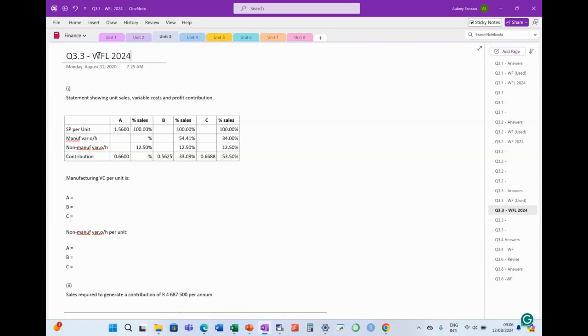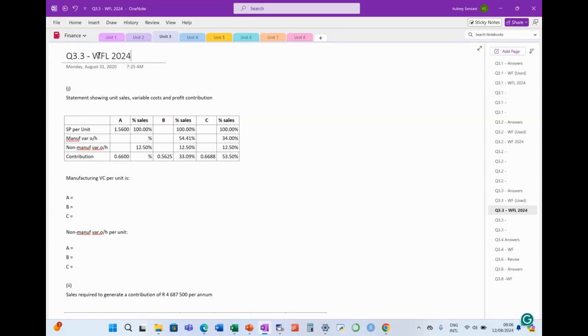Then the second bit, they say, calculate the sales required of each product to generate a total contribution of 4,687,500 per annum. Per annum. What do you think? Do you think you get 4 millions? Ooh, 4 millions, thank you. 687,500. All right, thank you, Thomas, for that. Okay, then up top, what are they saying?